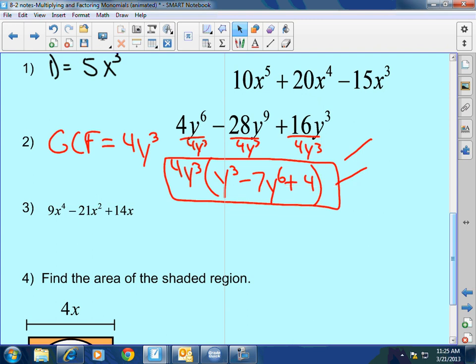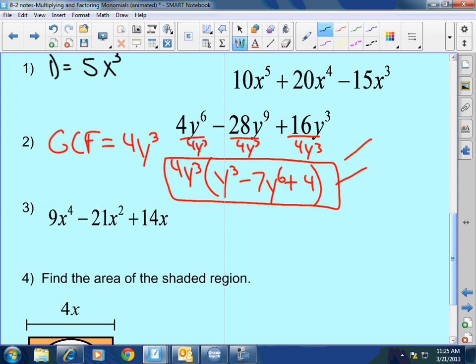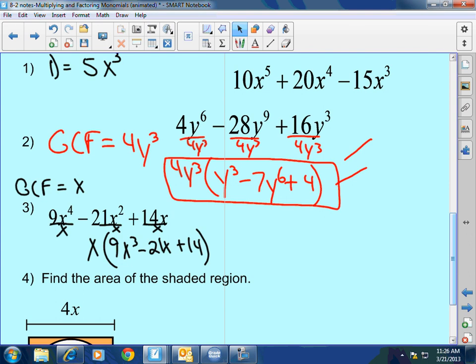Okay, next. We got this bad boy here. What's my GCF here? It's not 3 because 3 does not go into 14. It's just x. My GCF here is just x. So this is going to be x times 9x cubed minus 21x plus 14. That's exactly right. Why? Because I divided that by an x, divided that by an x, divided that by an x. Does that make sense? Now, let's put it all together.